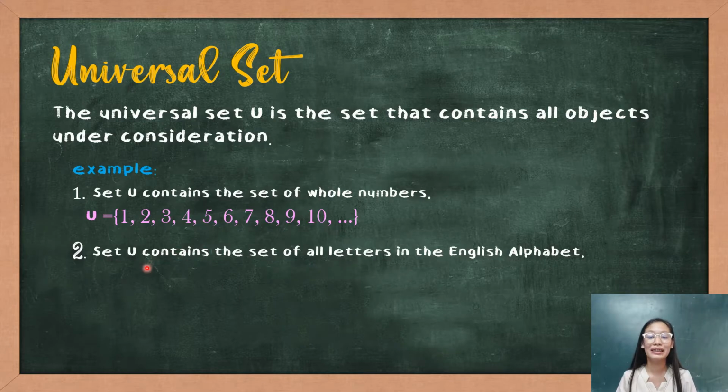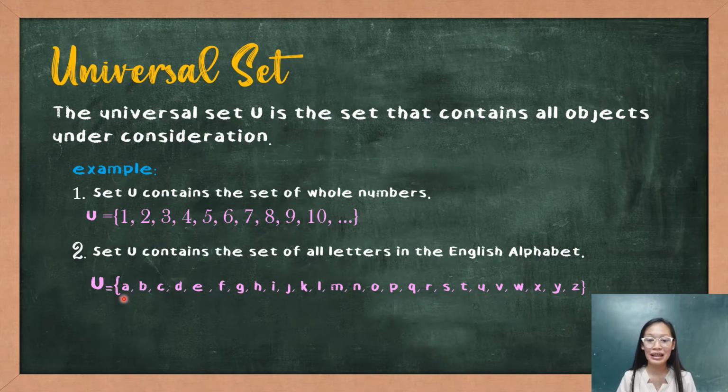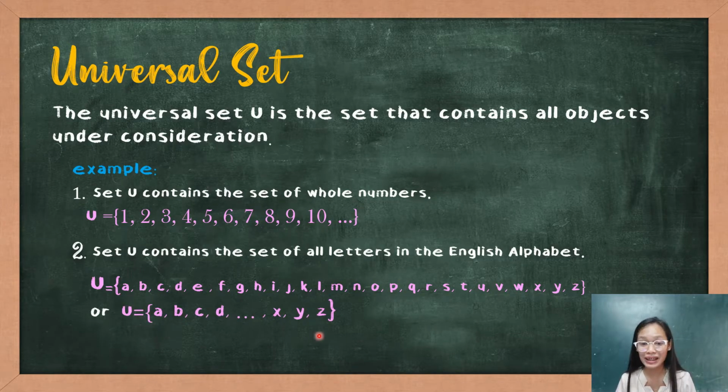Another is, the set U contains the set of letters in the English alphabet. Kompleto yun, class, kasi yung English letter natin ay from A to Z. Kompleto, lahat-lahat ibinigay natin. Kaya siya naging universal set. Maaari din nating isulat ito ng pinaikli, just like this one. Our universal set is equal to A, B, C, and D. Yung ellipsis, nilagay lang natin sa gitna, meaning to say may mga kasunod pa siya. And then, followed by X, Y, and Z.